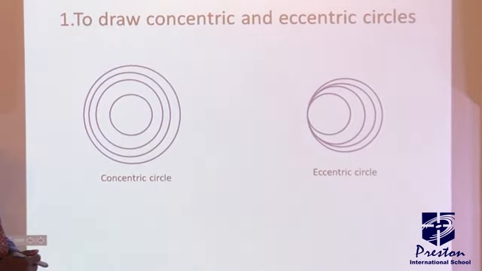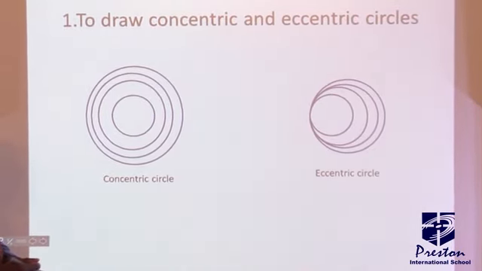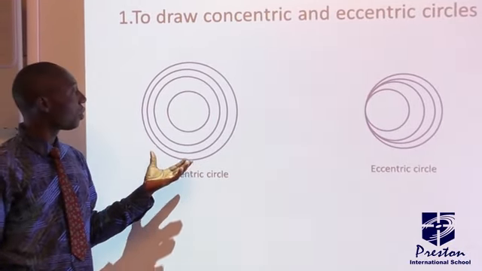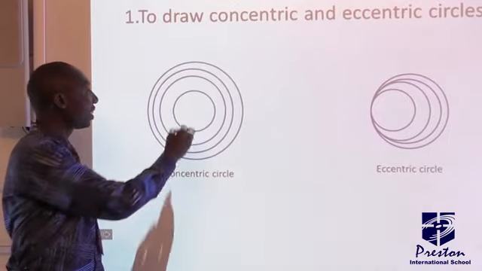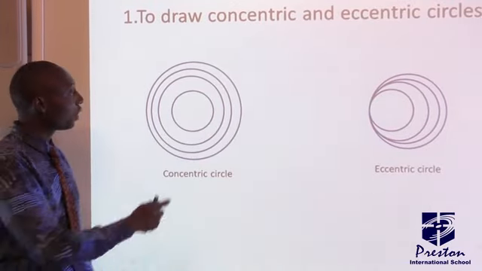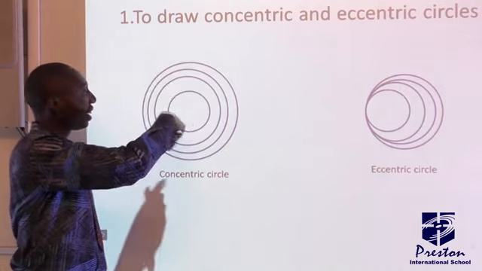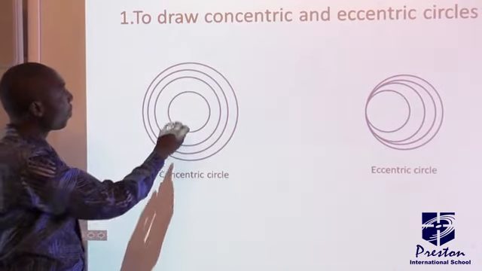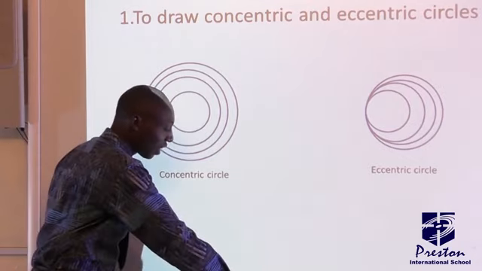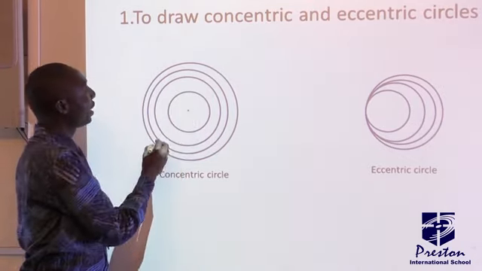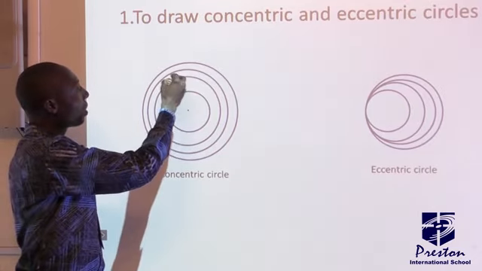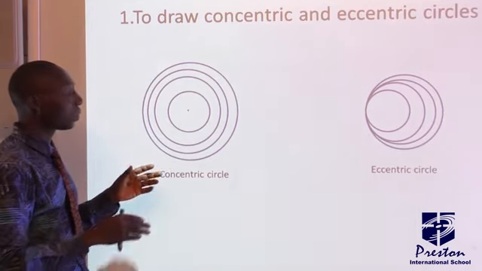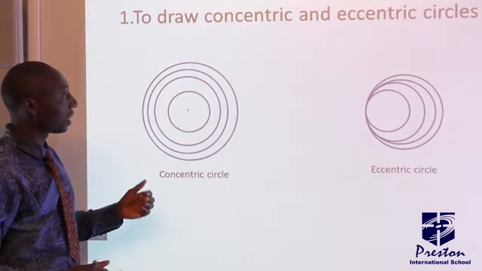To draw concentric and eccentric circles: a concentric circle is a set of circles whereby the circles have the same center but different radius. So you have the same center but different radius. You have to pick the first center, then you draw the circles one after the other by changing the radius of each circle. So when you extend it, you have concentric circles.